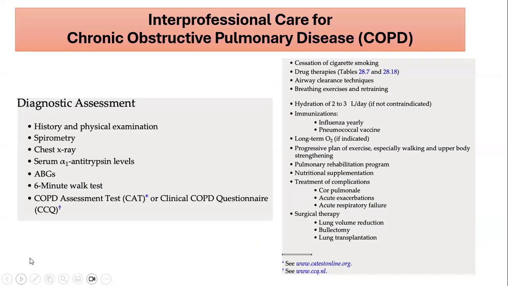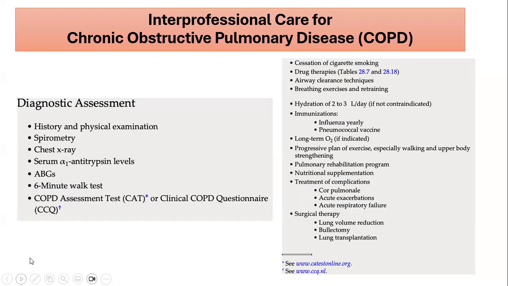Next, we are going to look at the interprofessional care for chronic obstructive pulmonary disease, or COPD. The effective management of COPD requires a coordinated interprofessional care approach. The goals of the care include relieving symptoms, improving exercise tolerance, preventing complications, and also enhancing the overall quality of life of the patients. The interprofessional team includes physicians or doctors, nurses, respiratory therapists, pharmacists, dietitians, and also family or social workers, each of them playing a vital role.